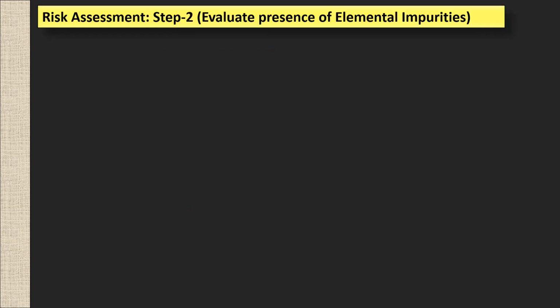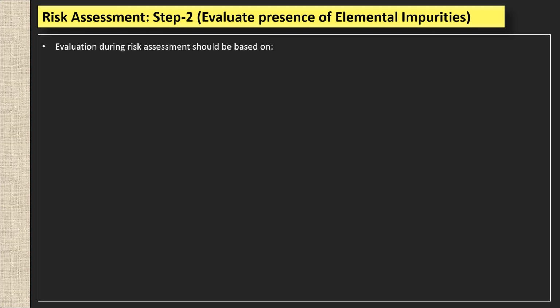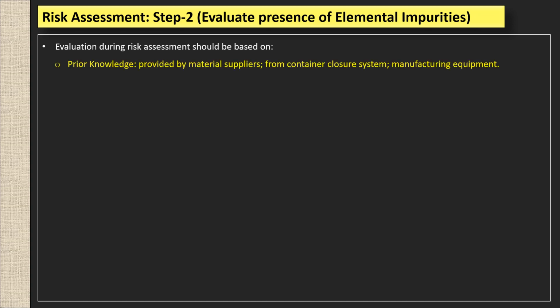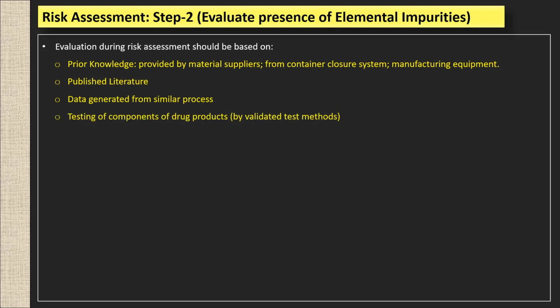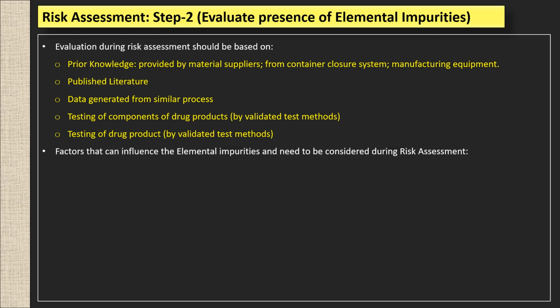We move on to the next step, that is, evaluate the presence of elemental impurities in the risk assessment. Evaluation during risk assessment should be based on prior knowledge for determining the elemental impurities. It can include the data provided by the material suppliers, the data from the container closure system or from the manufacturing equipment. It can be the published literature that is available based on the source of elemental impurities. It can be the data generated from a similar process. It can be the testing of components of drug products by validated test methods, or testing of the drug products again by validated test methods.